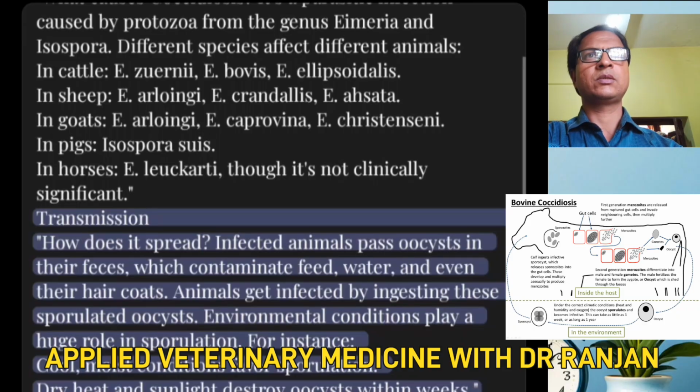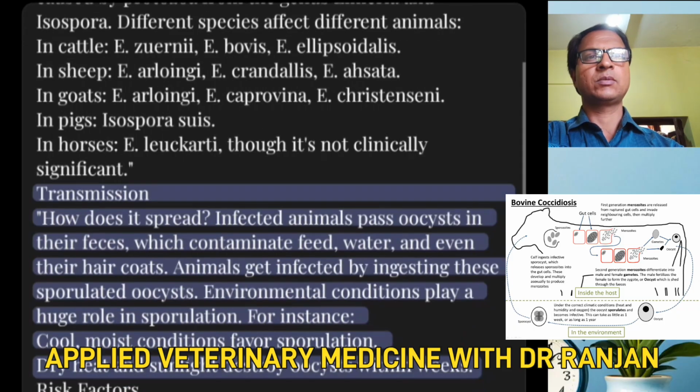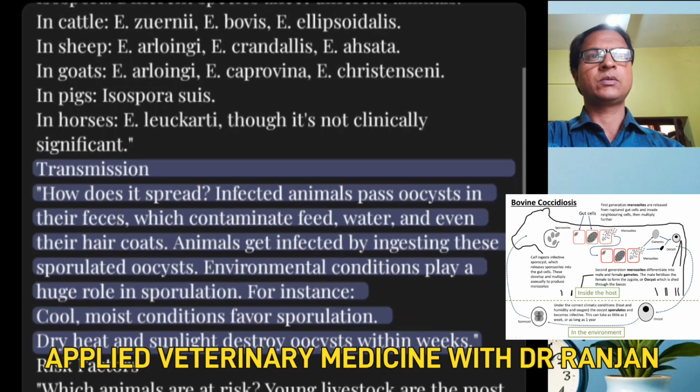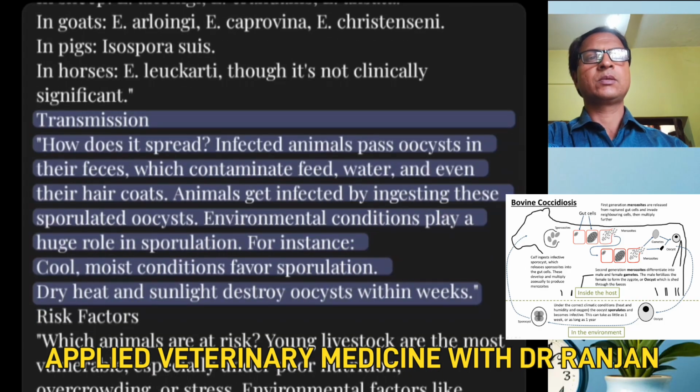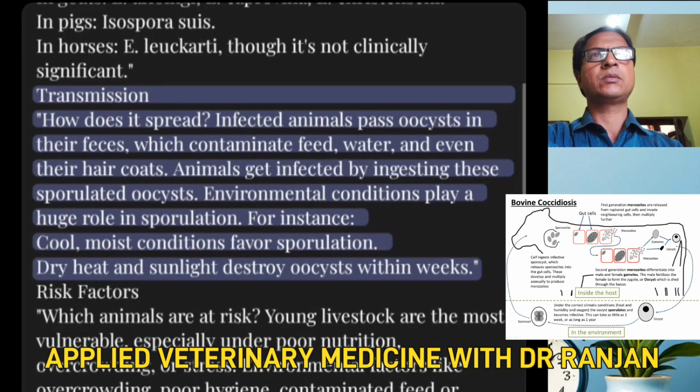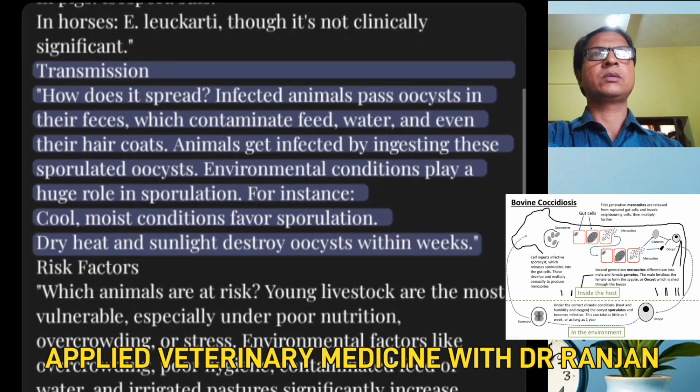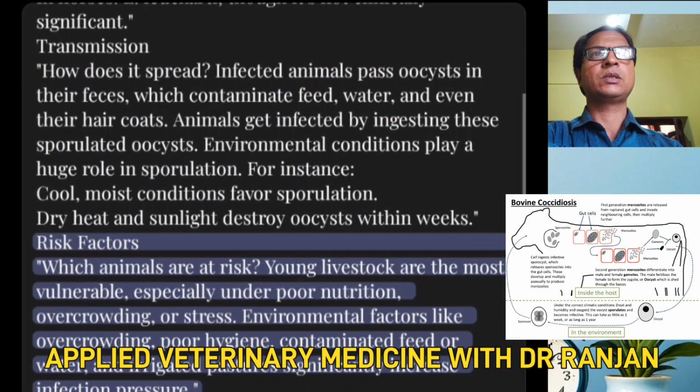Transmission. How does it spread? Infected animals pass oocysts in their feces, which contaminate feed, water, and even their hair coats. Animals get infected by ingesting these sporulated oocysts. Environmental conditions play a huge role in sporulation. For instance, cool, moist conditions favor sporulation. Dry heat and sunlight destroy oocysts within weeks.